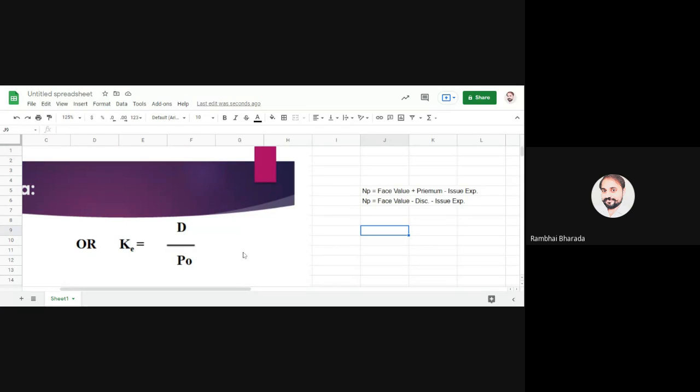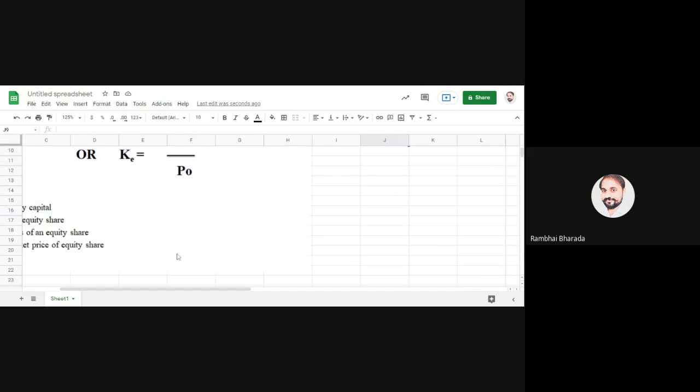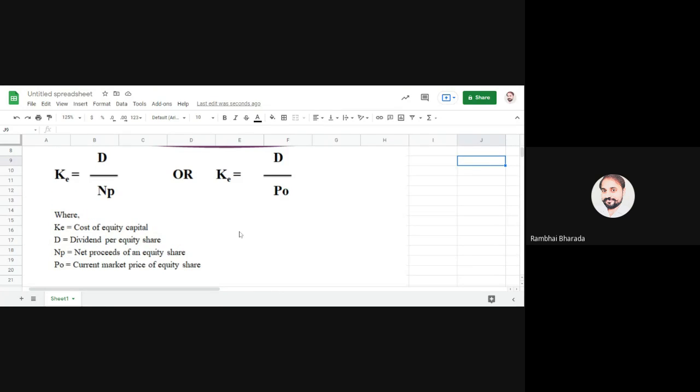Now, in some cases, instead of issue price and issue expenses, you have information of current market price. In that case, write down this formula: KE is equal to D divided by P0. It's not PO, it's P0. And P0 stands for current market price. Are we clear about the formula? D divided by NP or D divided by P0. Let's take a first practical question to understand this one.